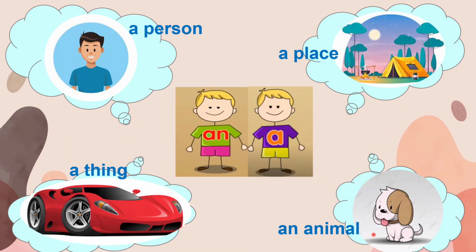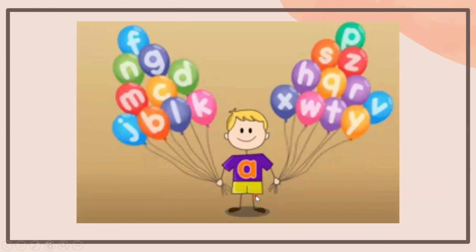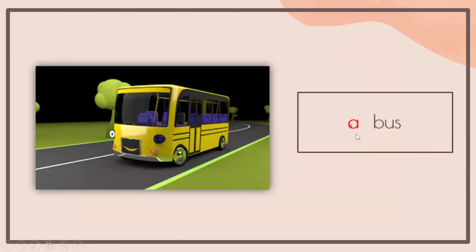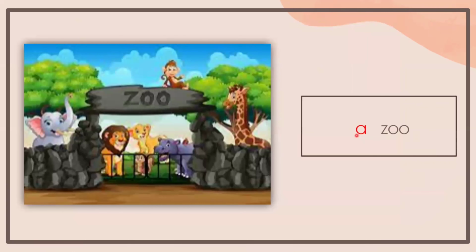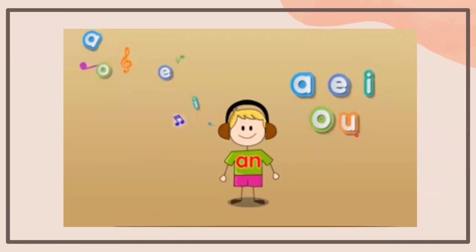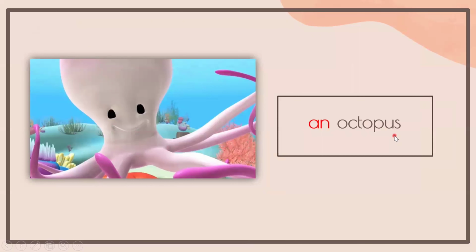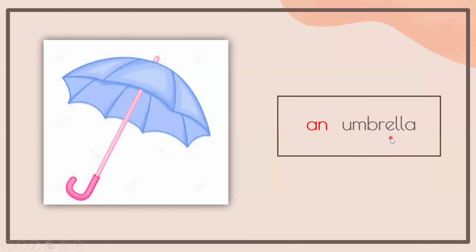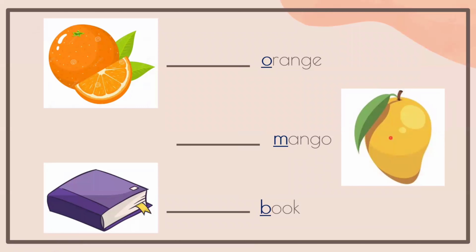Let's see some examples for article A. Children, we all know A is always with a consonant. For example, a bus, a cow, a zoo. Now, we can see some examples for the articles an. We all know an always sit before the noun that begin with vowels. For example, an elephant, an octopus, an umbrella. Now, I had given some picture and the words. You have to read out the words and you have to say what article we have to use. I'll give 2 minutes time for you.